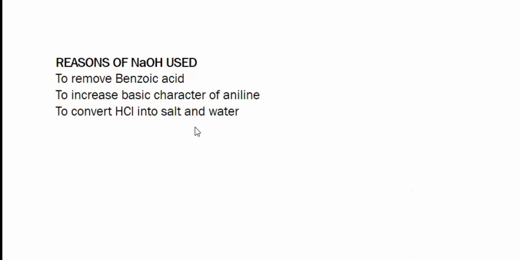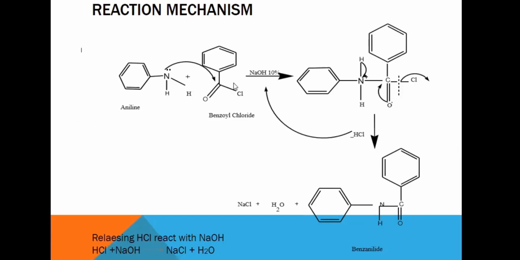It is used to increase the basic character of aniline. You can see here it is that compound in which we have an aromatic ring, and because of this resonating structure, it is difficult for the nitrogen to provide its lone pair to this carbocation. So during this reaction, if we want to provide this lone pair to this carbon to make a new bond, then there is need of use of sodium hydroxide, and it increases its basic character. Now it can easily provide its lone pair to this benzoyl chloride, and we have this product which is benzanilide.